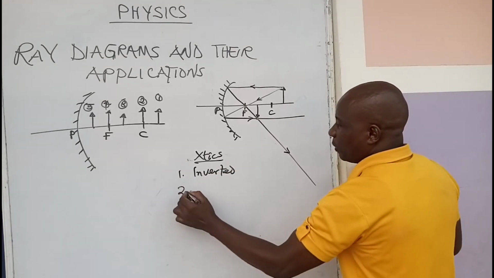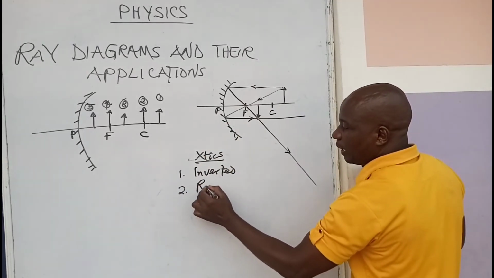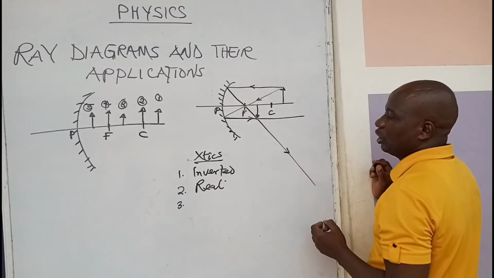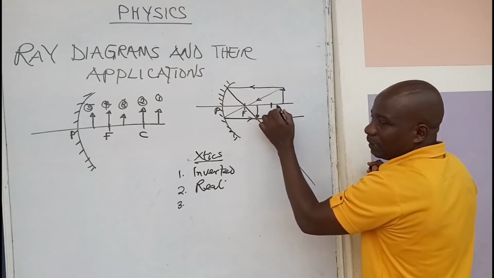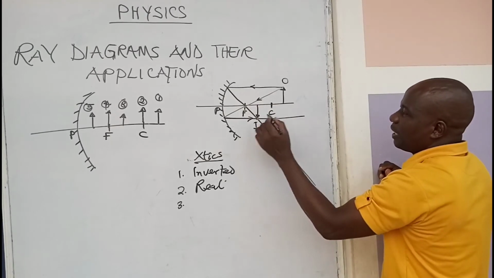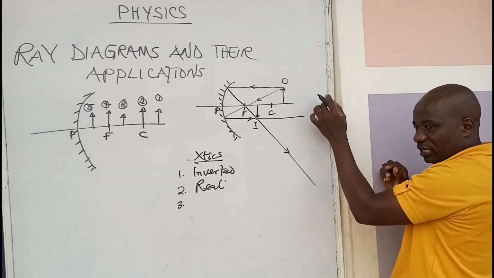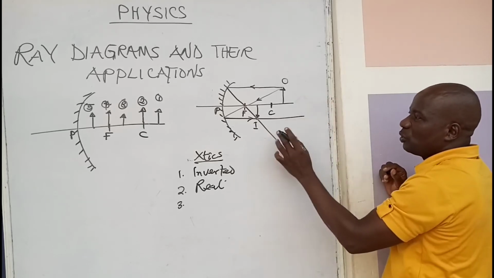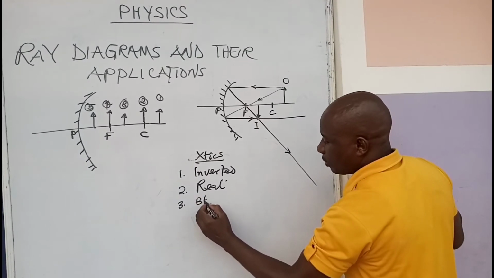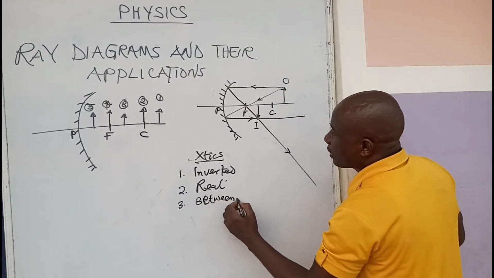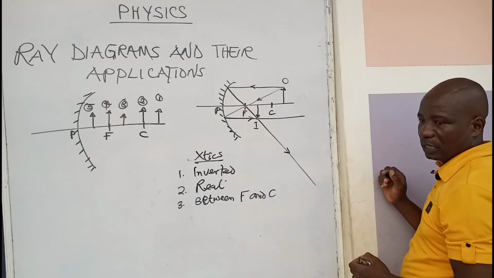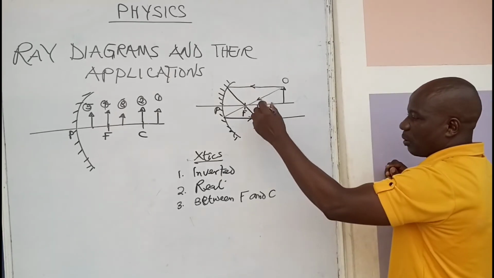2, because it is in front, it is real. 3, it is between, look at our object. This is our object and this is our image. Where is our object? Beyond C. Now, where is the image produced? In front of C. So, the image is between F and C. Are you getting it? The image is between F and C.